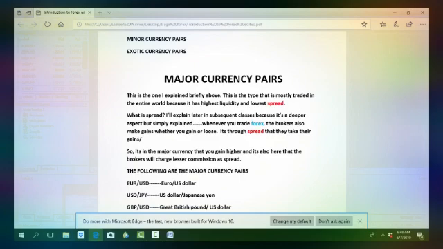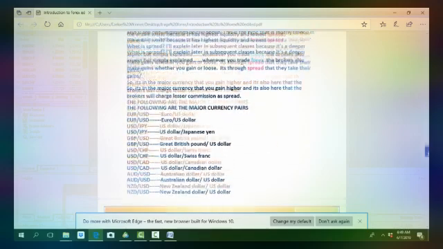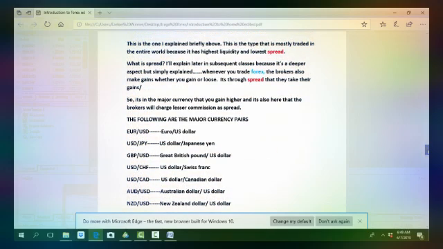Why is it major? Because it has the highest liquidity. But look how you're going to know that a currency is major. Any currency that has the US dollar attached to it is a major currency. So if you have any currency that has the US dollar attached to it, then that currency is a major currency. Now look at the screen. The following are the major currency pairs: EUR/USD, that's Euro, US dollars, right?